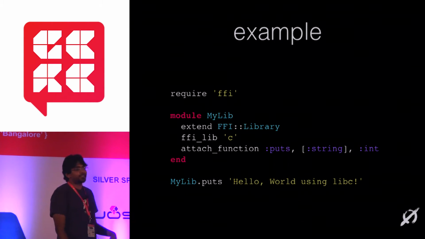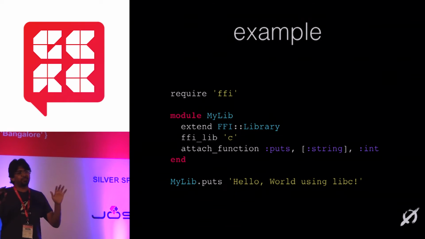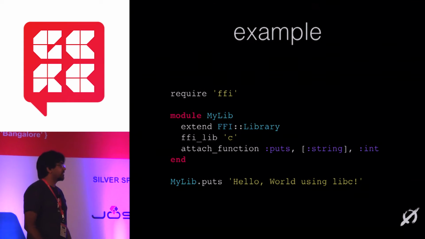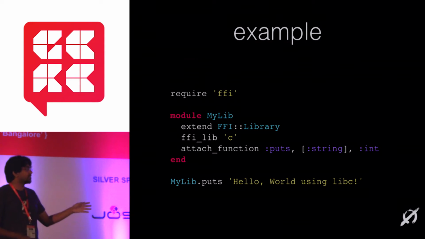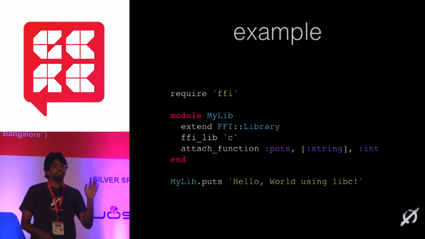So let's look at an example. I'm just taking the example straight out of GitHub. This one's not complicated at all. All I'm doing is saying require FFI. I'm saying this is an FFI library. My module is FFI library. And I'm saying it attaches to libc.